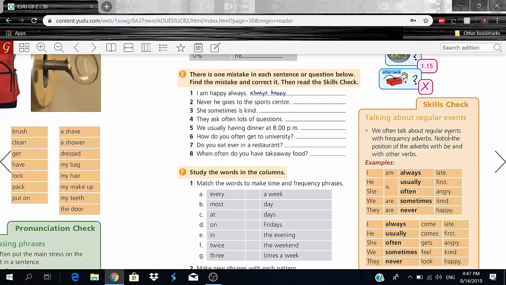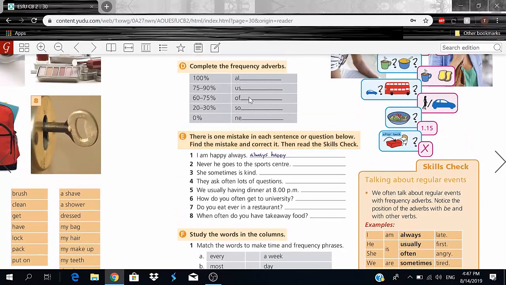Notice he's even using frequency adverbs here. You see this word? Often. And when we talked about often, what did we say? It's not always, so it's not 100%. And if you go upwards here, usually is 75 to 90, and often is at 60 to 75%. So with 60 to 75% probability, we use often to talk about regular events. You see what I'm talking about here? Notice the position of the adverbs with be and with other verbs.